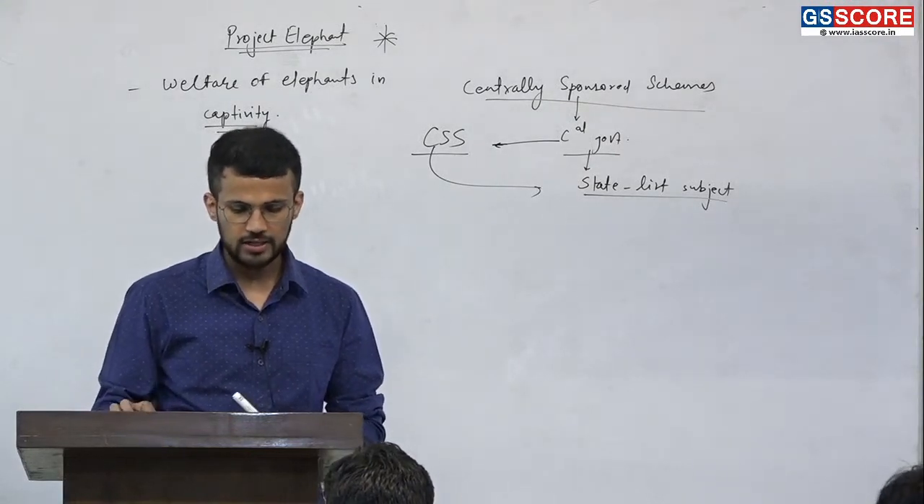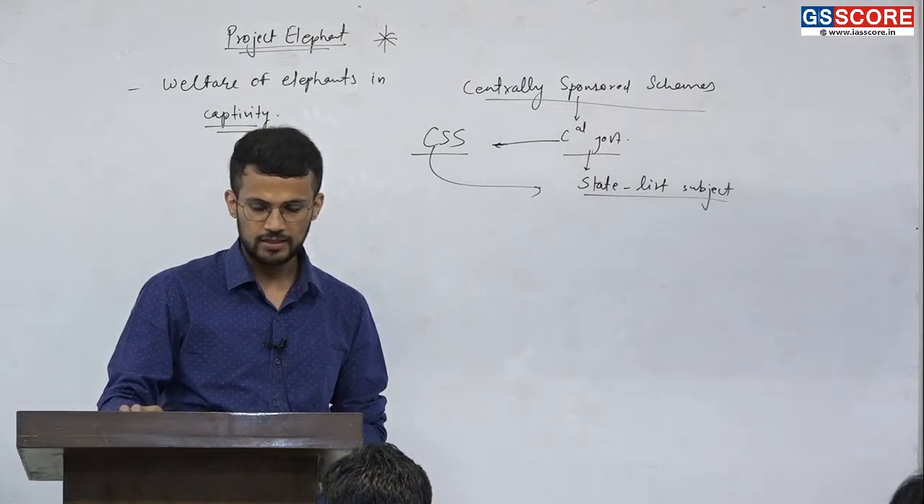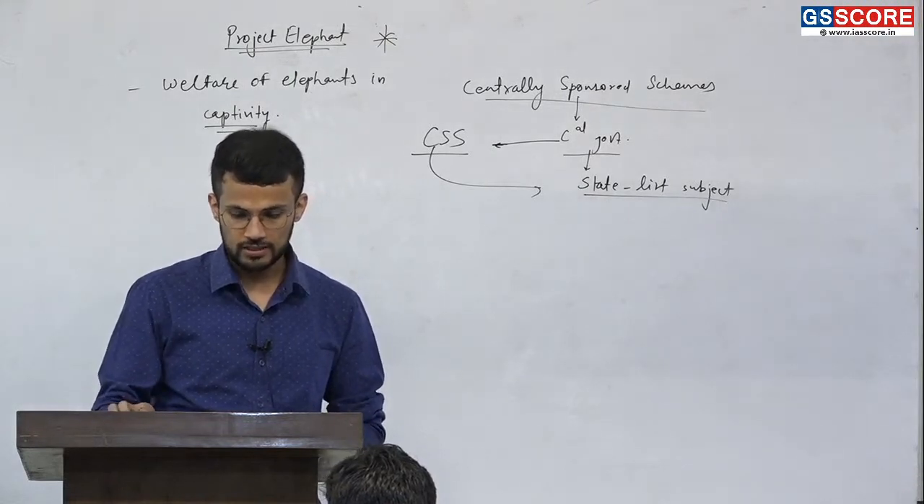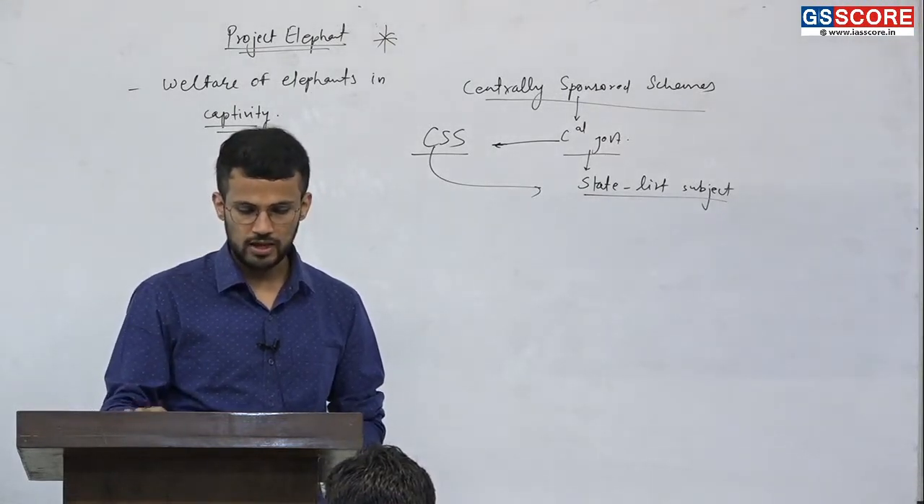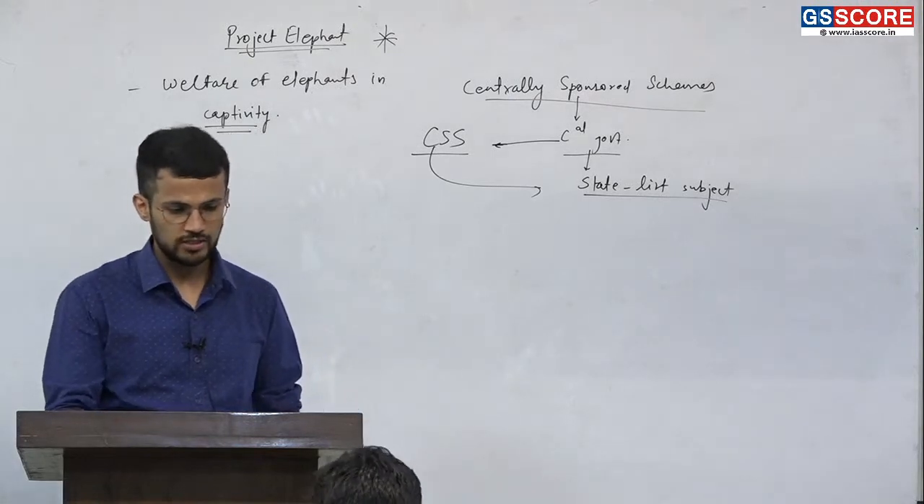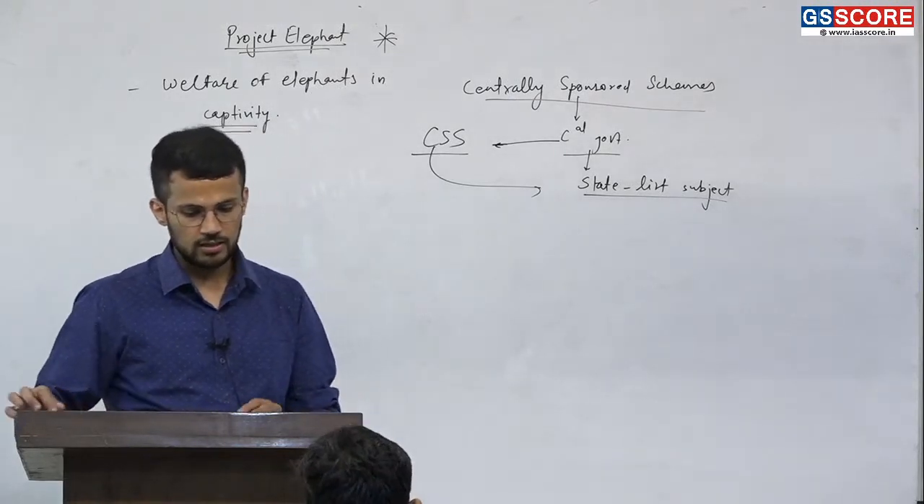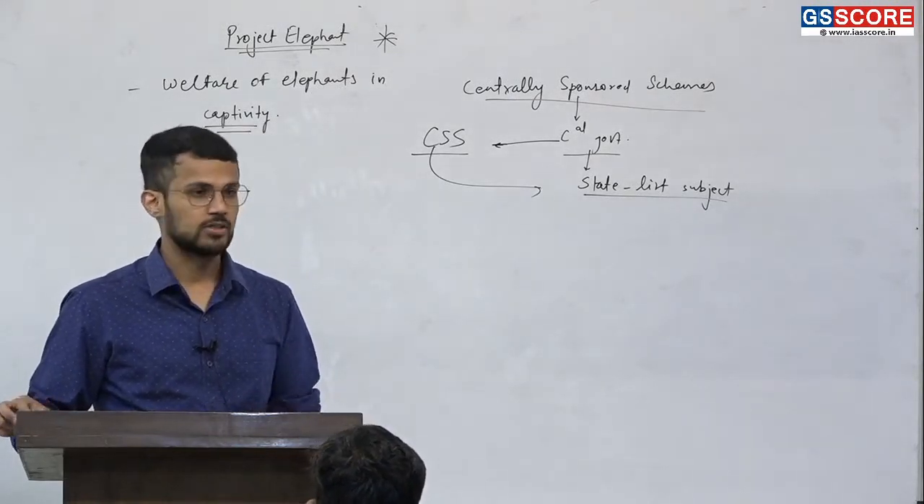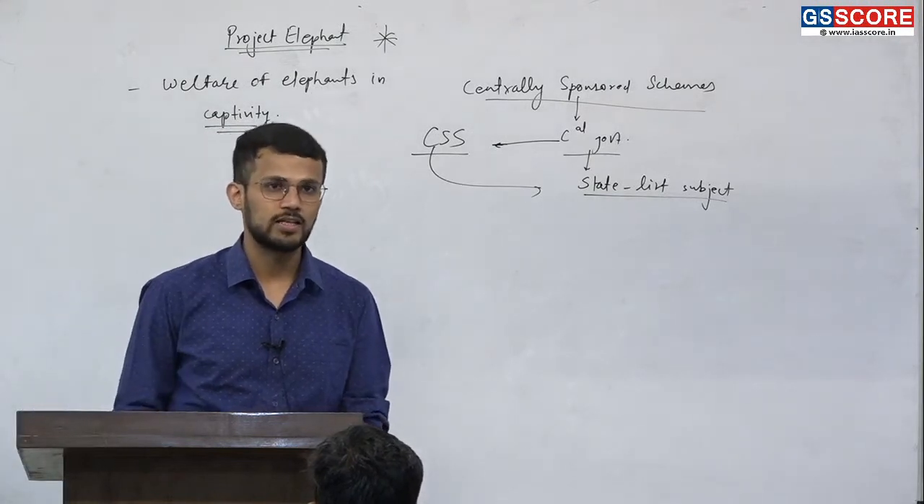Next, wild boar. They are the largest wild pig, and they are native to Europe, North Africa, India, as well as China. And in India, they are Schedule 3 animals. Wild boars are Schedule 3 animals in India.